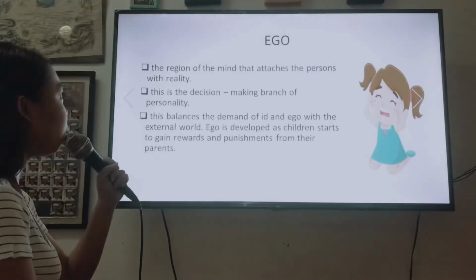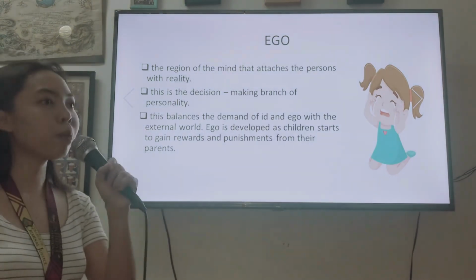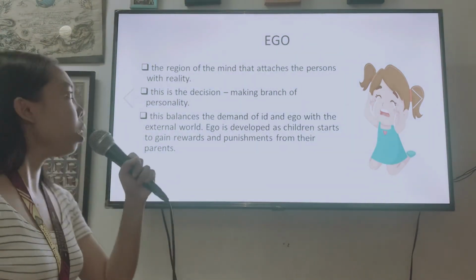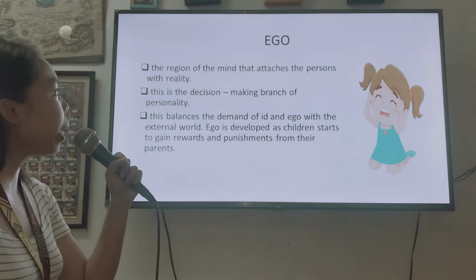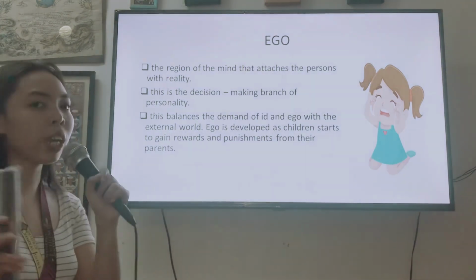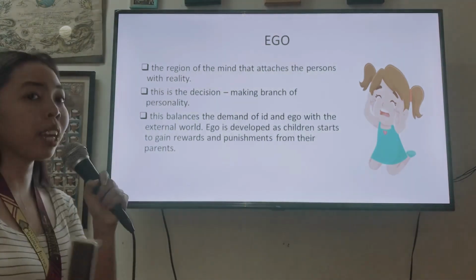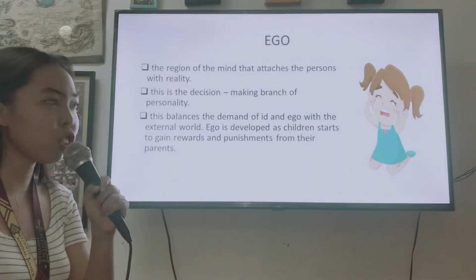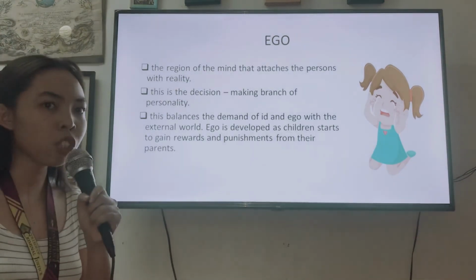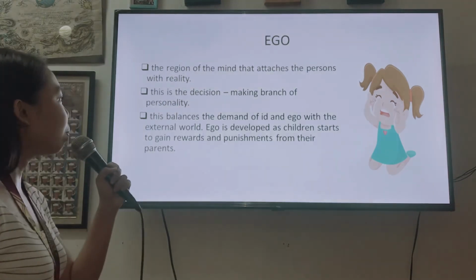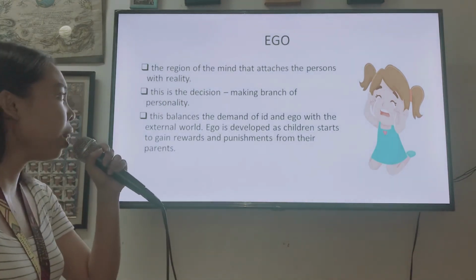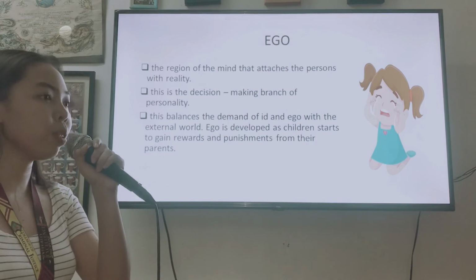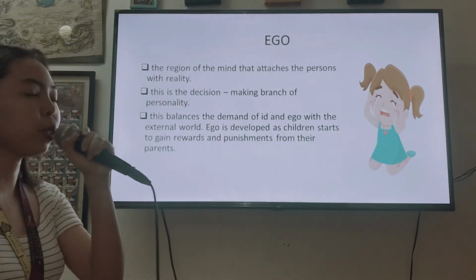For the ego, it develops at about 2 years old, the region of the mind that attaches the person to reality. And we have here the decision making, which is a branch of personality. The ego is developed as children start to receive rewards and punishments from their parents.